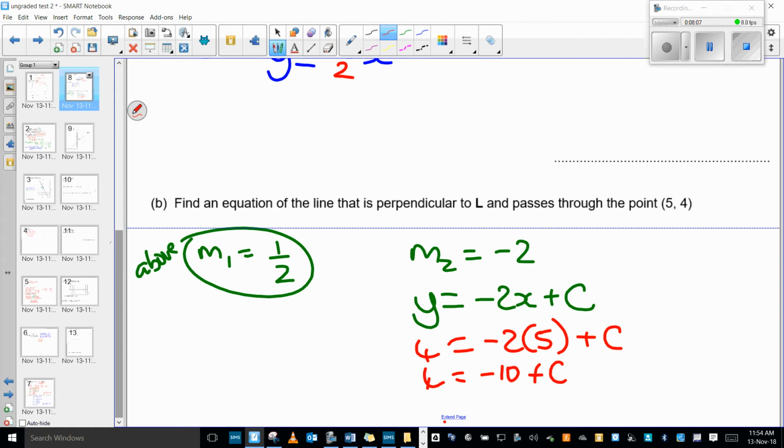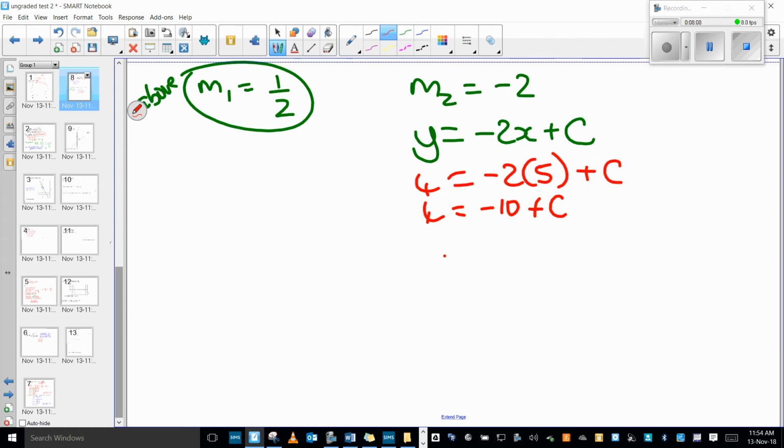Lara, how do we get c on its own? We remove the -10. So we add it to the other side, so then it would be 14. Okay, so we add 10 to both sides. Yep, so we get c is 14. So our equation for this one is y equals -2x plus 14. Awesome.